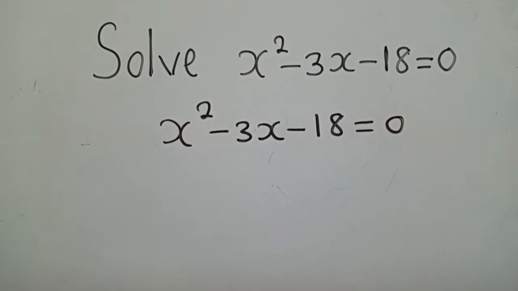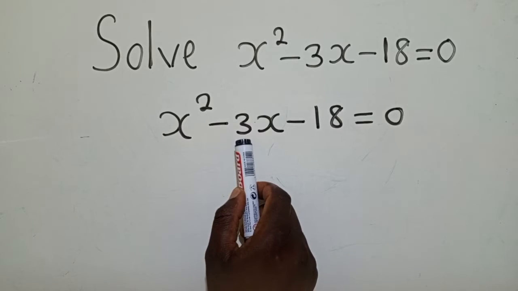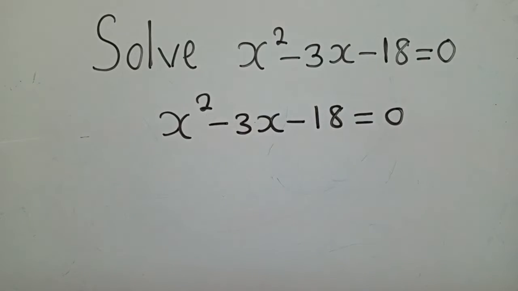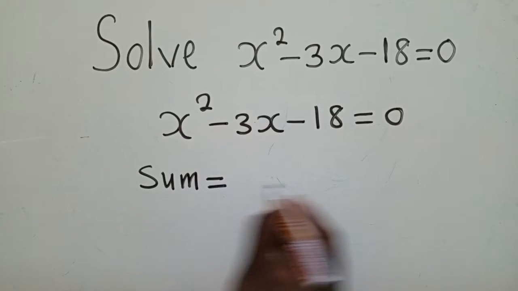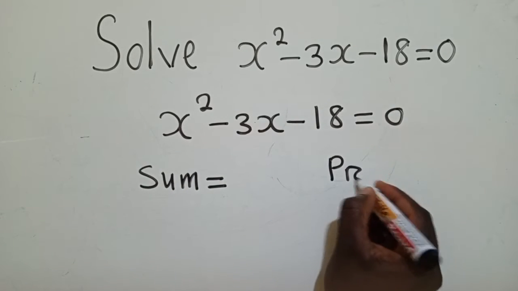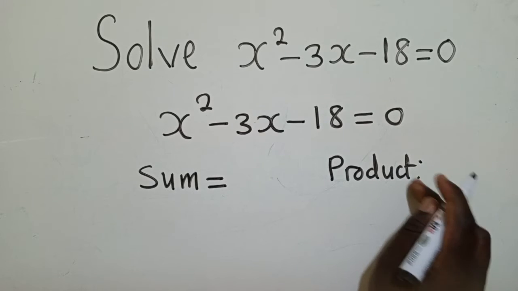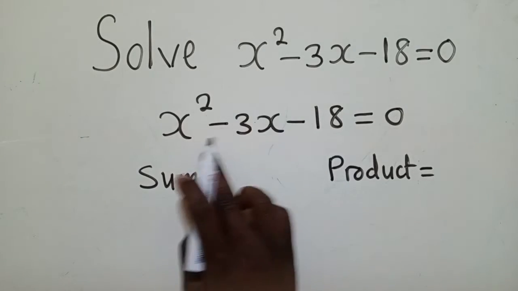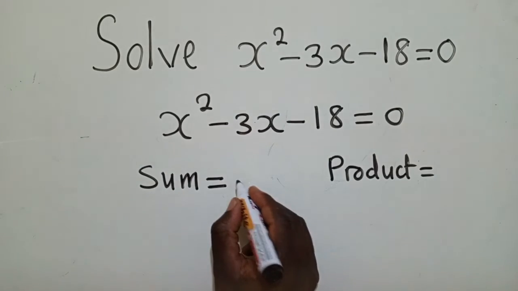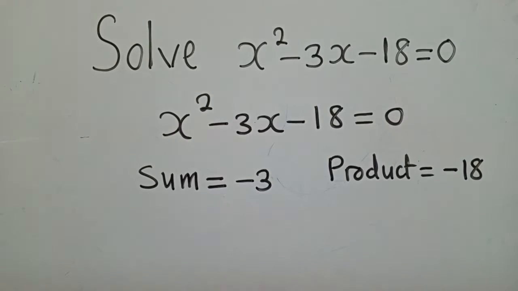When we say factorization method, there are a few things that we need to understand. The number that is right here where x is called the sum. So we need to identify the sum. We also need to identify the product. And these two numbers will help us find what we call factors. Now when you look nicely, which one is our sum? It's negative 3, and negative 18 is our product.